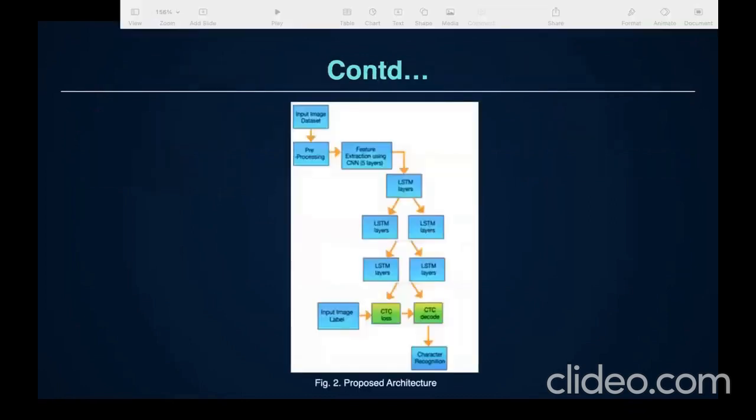Now coming to the architecture, first an input image from an input data set is pre-processed as we have seen earlier, and then it is fed into the CNN layers. These layers are basically trained to extract the features from images, and then after the feature extraction, these are propagated through a series of multiple LSTM layers, and then the output of this whole RNN network is fed into the CTC, where the CTC computes its loss, and then the CTC decodes the character.